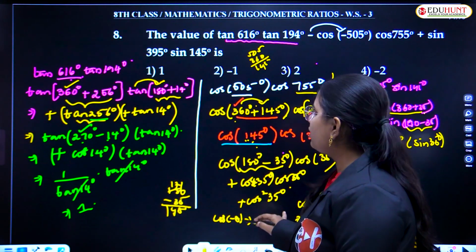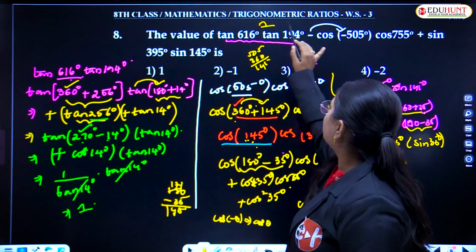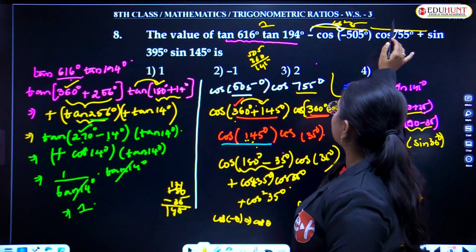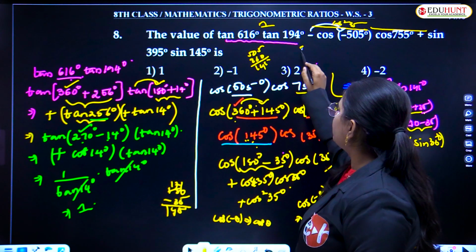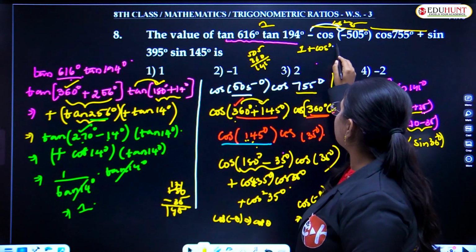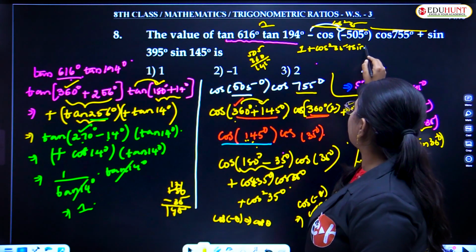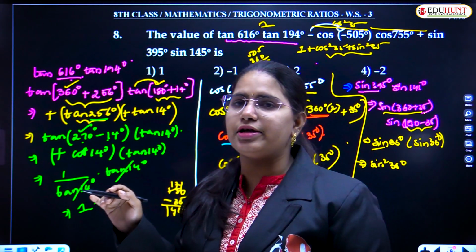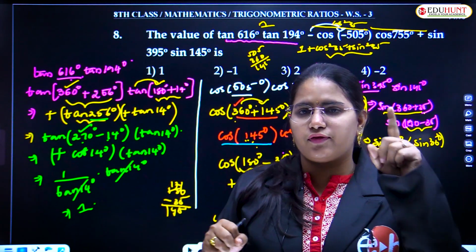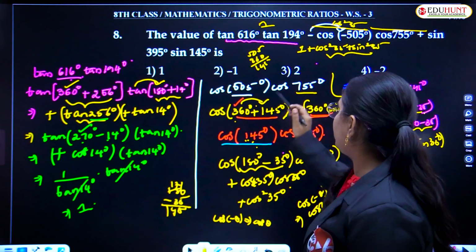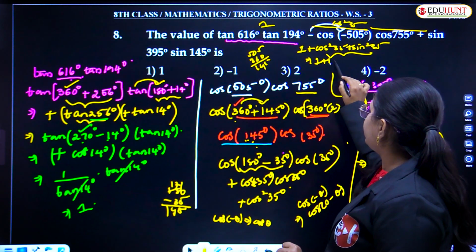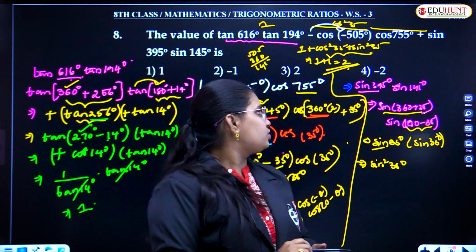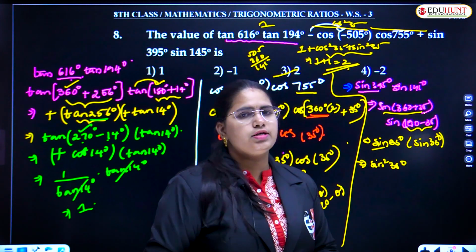So I'll substitute all these values together. This is 1. So I got cos square 35, and this I get sine square 35. We will just add together 1 plus cos square 35 plus sine square 35 degree. In this place, can I use a trigonometric identity? Cos square 35 plus sine square 35 has value 1, right? So 1 plus 1 is equal to 2. So the option 3 is our answer.